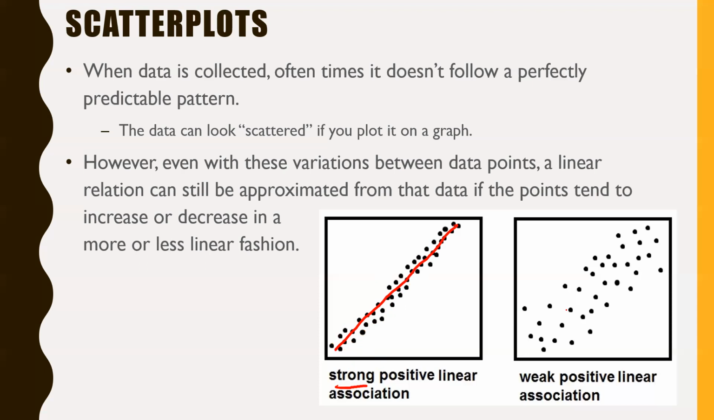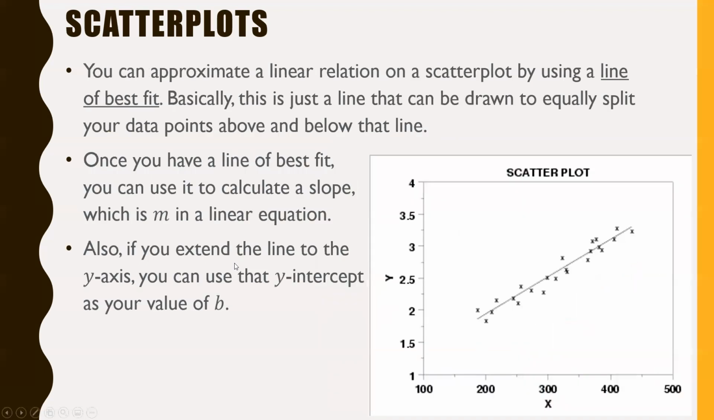The one on the right also has a general trend to it. It's just not as strong as the other one because the points are still all scattered out. But if you were to draw a line there, it would look something like that. So there more or less is a trend to it. It still is increasing, it's just kind of all over the place. Now, this whole idea of drawing a line in there is the next thing we're talking about.